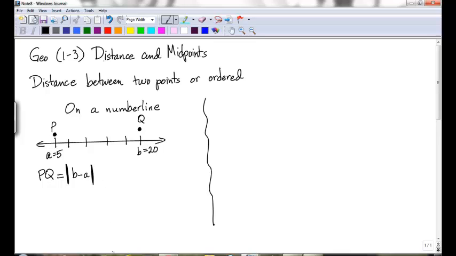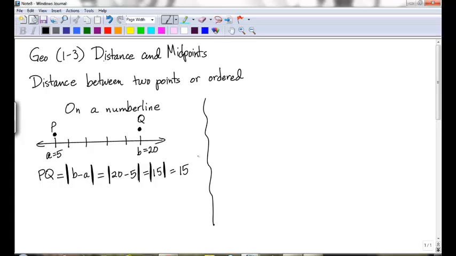So you're going to substitute in B was 20 and A was 5. Distance is always the absolute value. It's always going to be positive. So it's the absolute value of 15. So the distance between P and Q is 15 units.